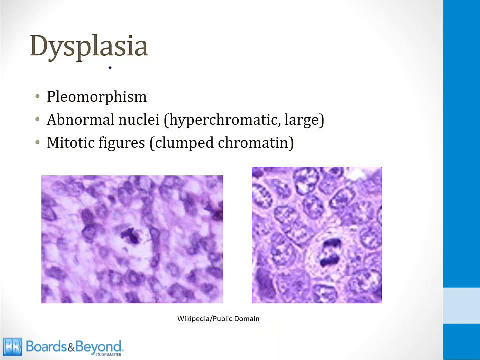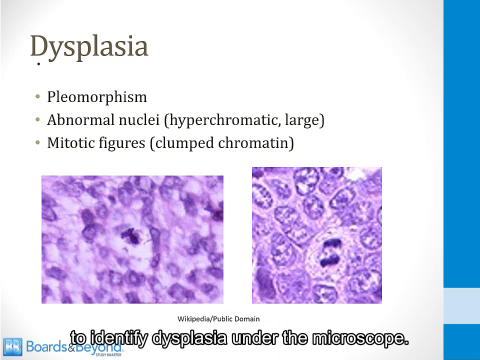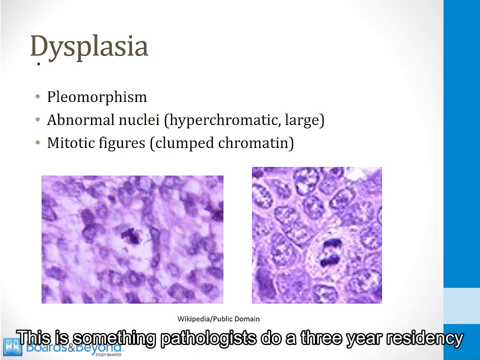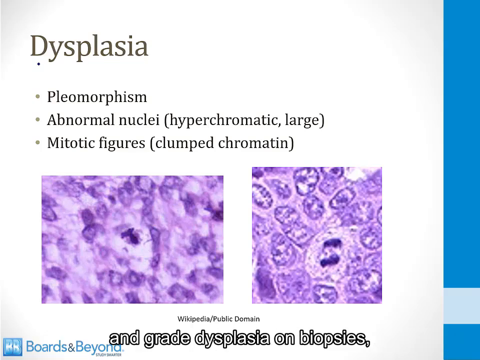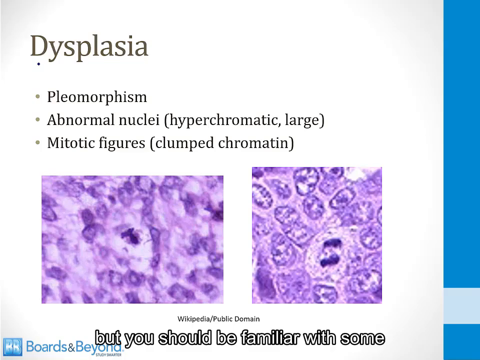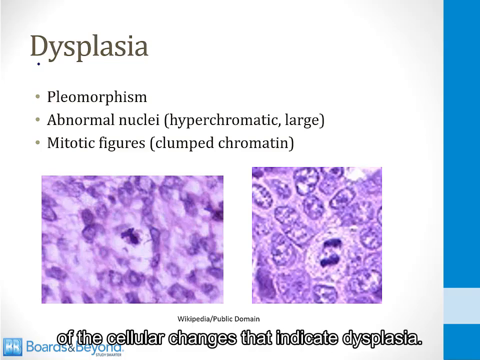You won't be asked to identify dysplasia under the microscope. This is something pathologists do a 3-year residency to learn how to do. One of the most important things pathologists do is identify and grade dysplasia on biopsies, but you should be familiar with some of the cellular changes that indicate dysplasia.